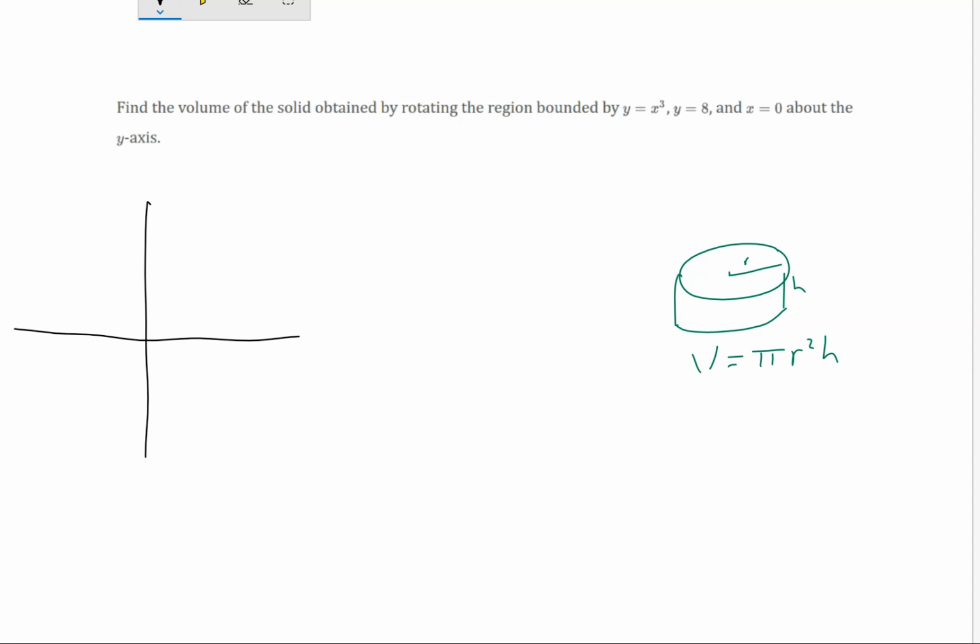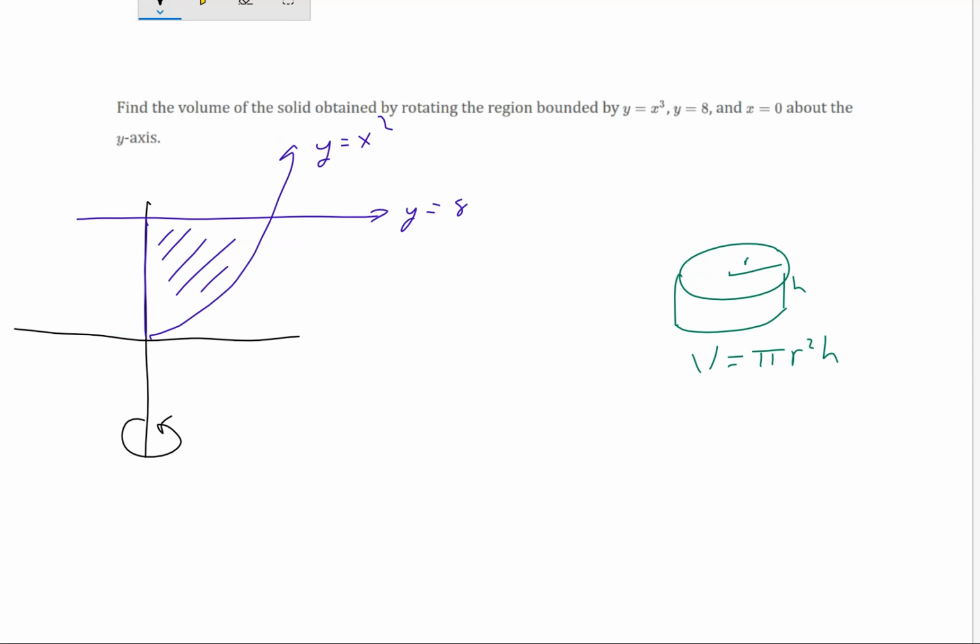So here we have y equals x cubed, y equals 8, x equals 0. We want the region that's bound by those things. Since we're bound by x equals 0, we're just going to do this part of it. And then y equals 8 is a line up here somewhere, and x equals 0, of course, is the y-axis. So what we're doing is spinning this region around the y-axis. This is our axis of rotation.